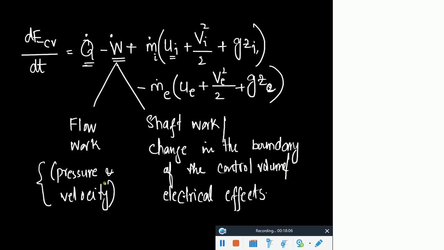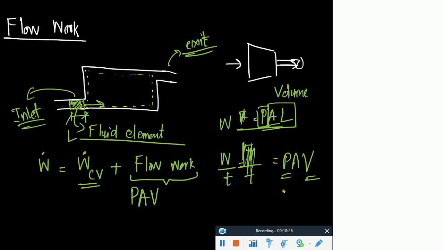Okay, just look at that. There are two types of work. I told you, one is this one and the other one is this one. This W dot CV is used to represent this one. If there is some shaft work, you would say it is being done by the control volume itself, right? And that W dot CV is there, right? So this is flow work.